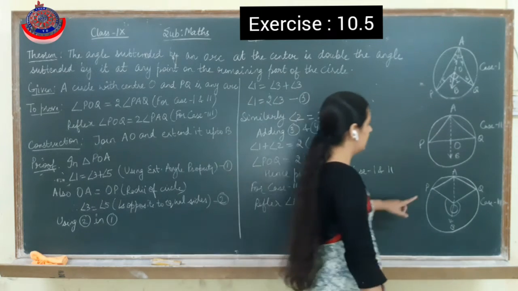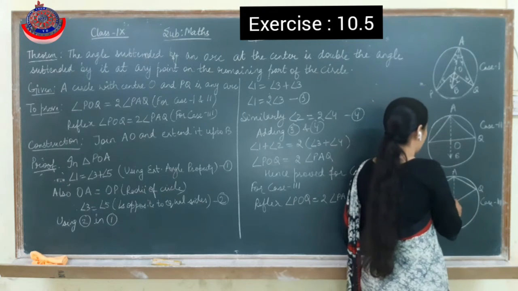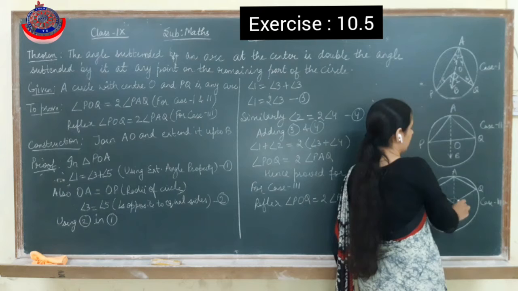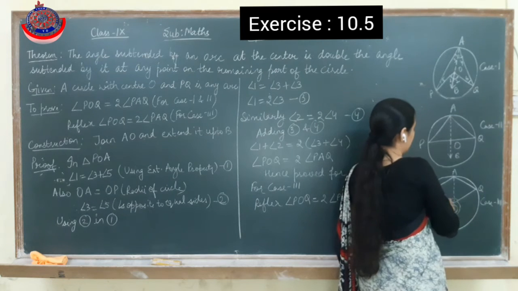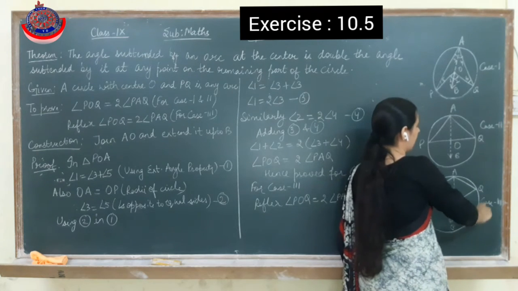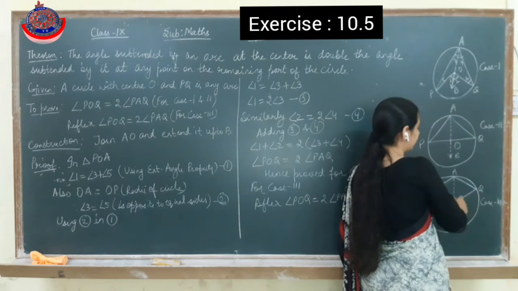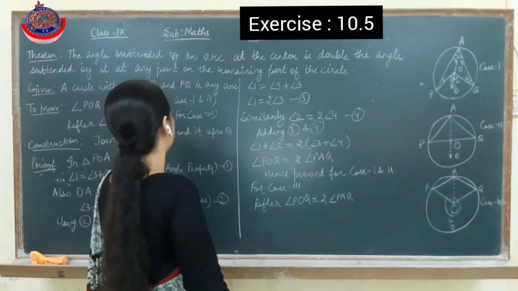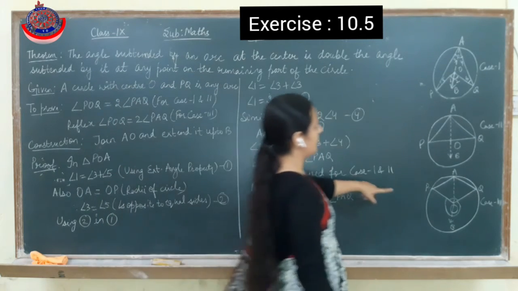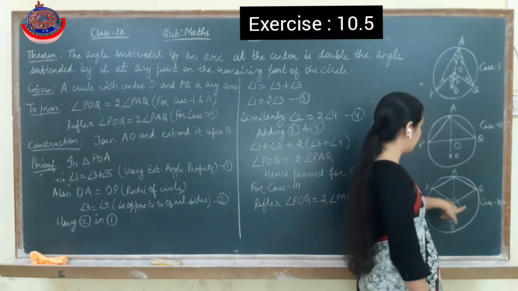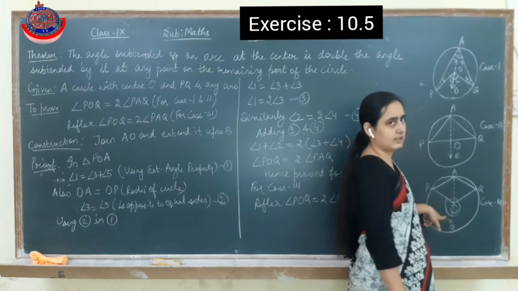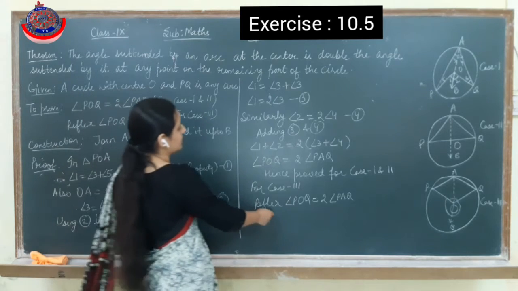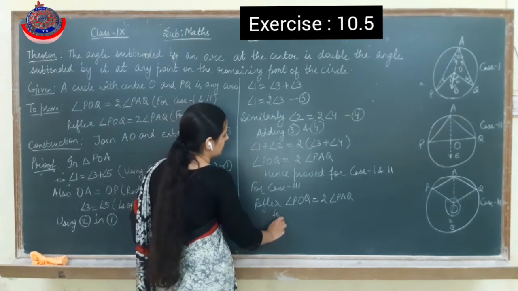See why we are using the word reflex angle? Because we want this angle. Otherwise this is also POQ, no? But we want this angle because we are talking about the major arc PQ. According to the statement, we are talking about the angle subtended by an arc. When I am taking this major arc, it is subtending this reflex angle at the center, so I am considering that part. Fine. So only this was the change. So hence it is proved.